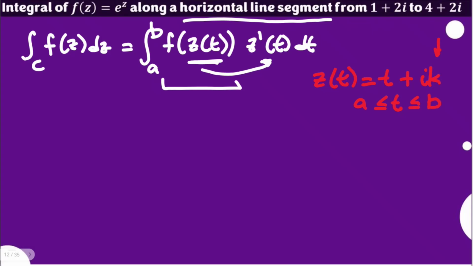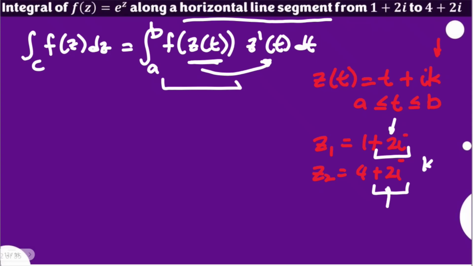So using z sub 1 being 1 plus 2i and z sub 2 being 4 plus 2i, we would know the value of our k here because you can see that the value of the second term did not change. It's 2i and 2i. In short, k is equal to 2. In short, your horizontal line segment passes through y equals 2.